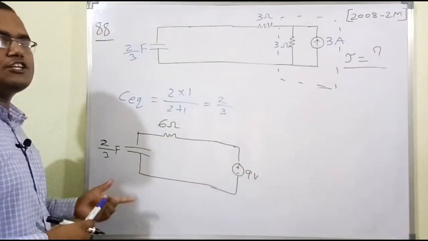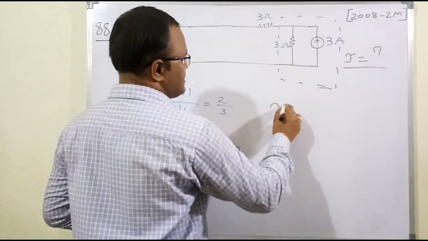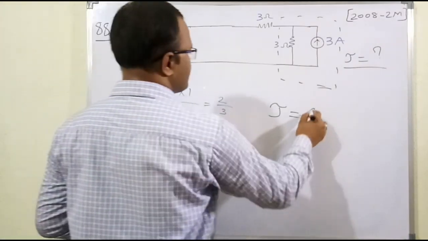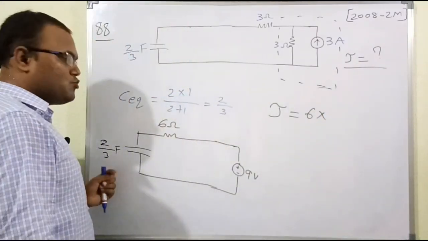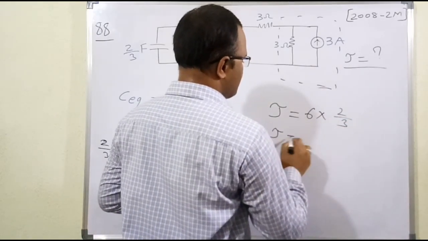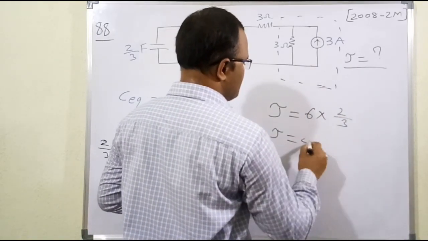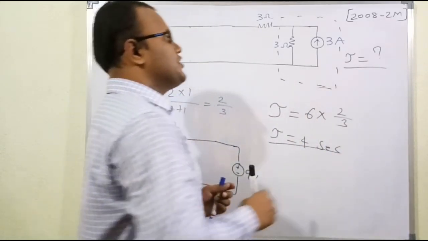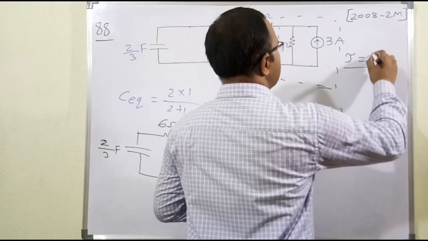Now we need to find the time constant. The time constant of an RC circuit is the product of the resistance and the capacitance. So the resistance is 6 ohm and the capacitor is 2 by 3 Farad. If you do the simplification, the time constant becomes 4 seconds. So the time constant of this circuit is 4 seconds.